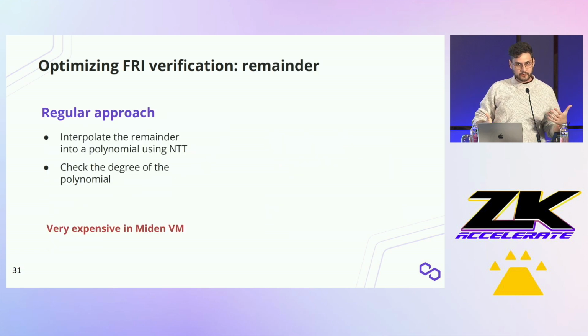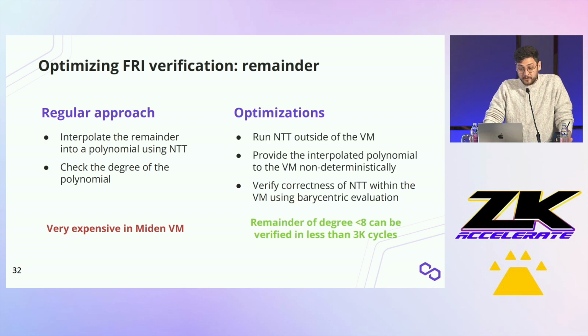We have a general approach that we could take for the remainder polynomial, like a degree verification, which would be to run an NTT inside the virtual machine, which would be extremely, extremely slow. So that's not what we do. What we actually do is run the NTT and provide the inputs to the virtual machine non-deterministically. And we do all the computation using the barycentric form. So we can prove the degree of the remainder polynomial, up to 8, in 3,000 cycles. So that is a little bit of the budget.